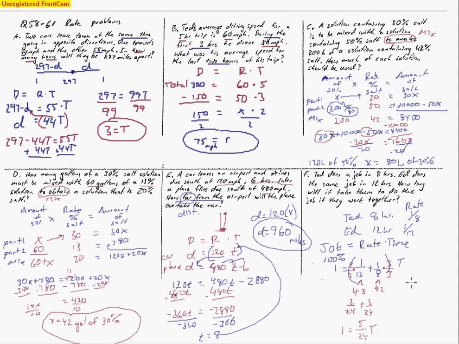Well, that means the time is going to be the reciprocal of that, 24/5. You just do some simple division. 5 into 24, well, that goes in there 4 times with 4 left over. So 4 4/5 hours is what we'll end up saying that answer is. That's how long it takes them to do the job together.